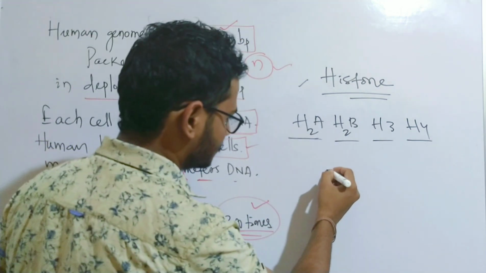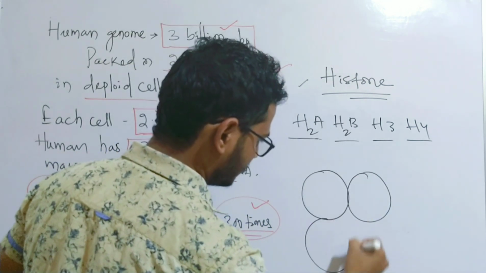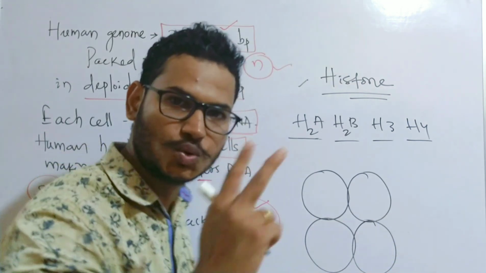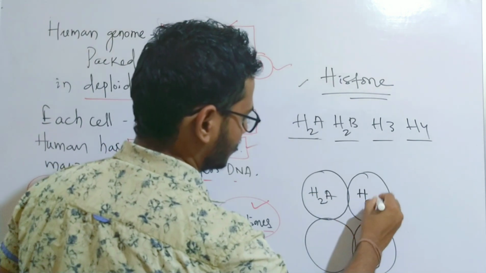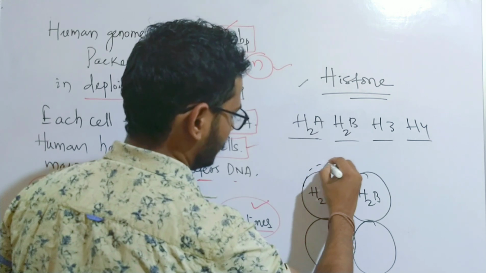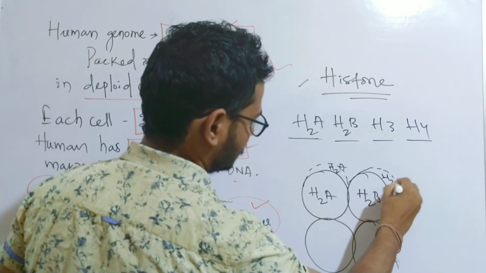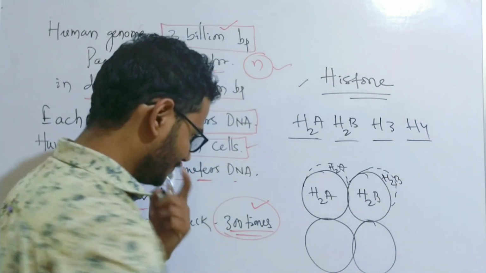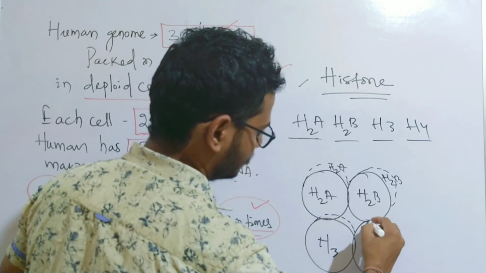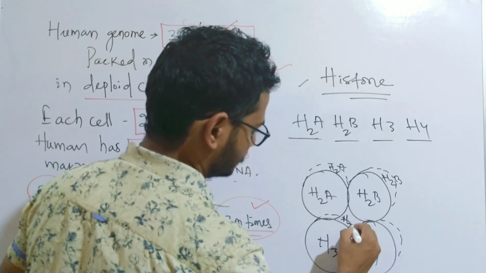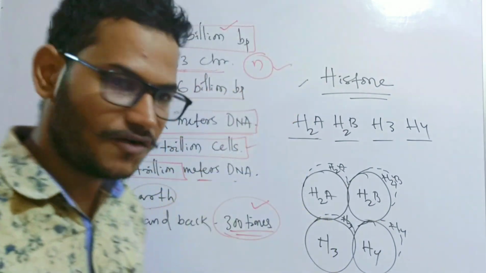So histone protein is a structure like this. We can draw it like this. There are 4 different proteins and each protein has 2 components, so they are present in pairs. This one is H2A, this one H2B. Another H2A is present at the back side, and another H2B is present at the back side. This one H3, H4. Again, they also have their components H3 and H4. So they are present in pairs and make the structure of histone protein.